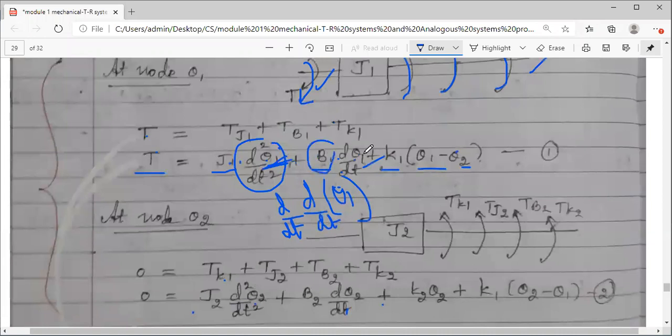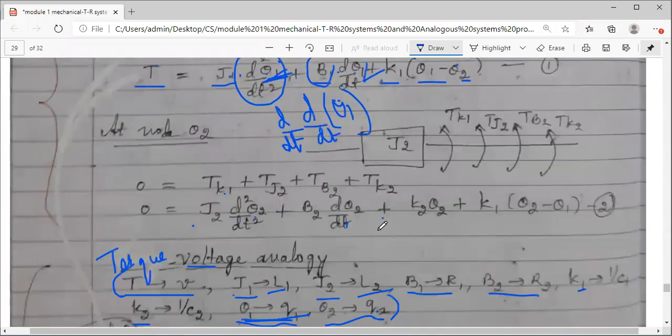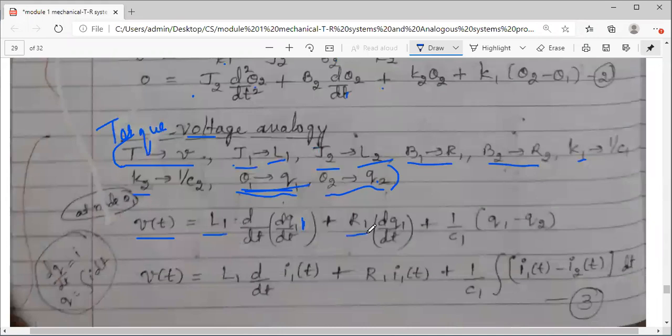Then B1 and theta 1 I have to replace. B1 I have replaced with R1, theta 1 is Q1, and the last one, K1, I have replaced with 1 by C1, theta 1 minus theta 2, that is Q1 minus Q2. So the replacement is over. Analogous quantities have been replaced.